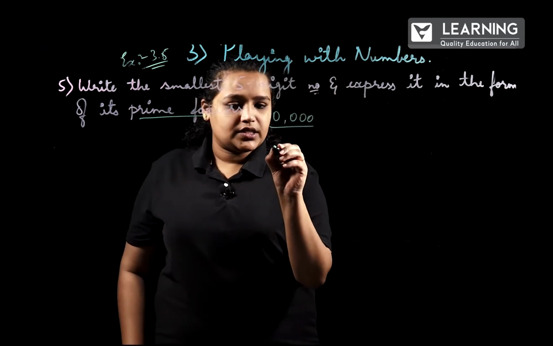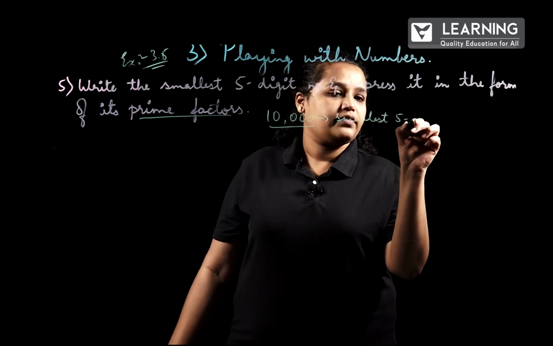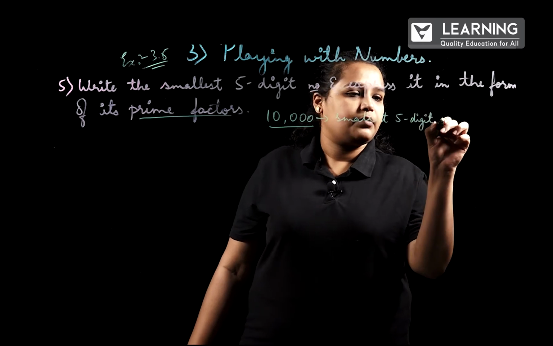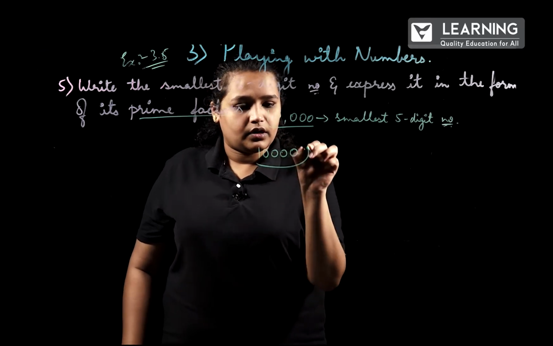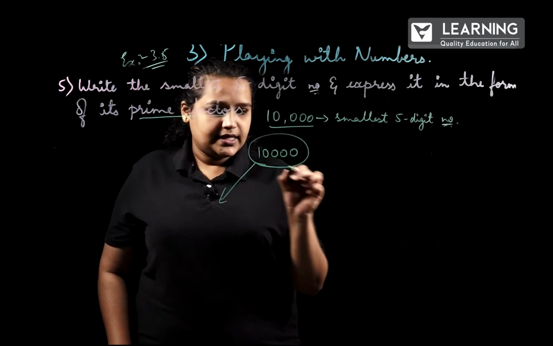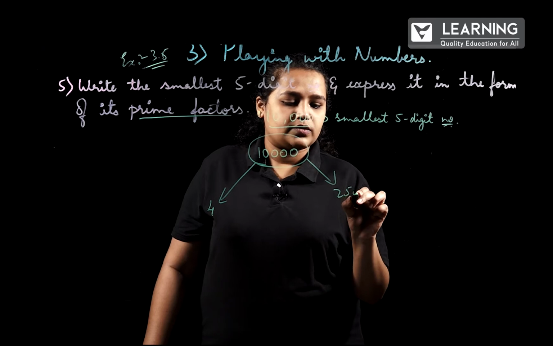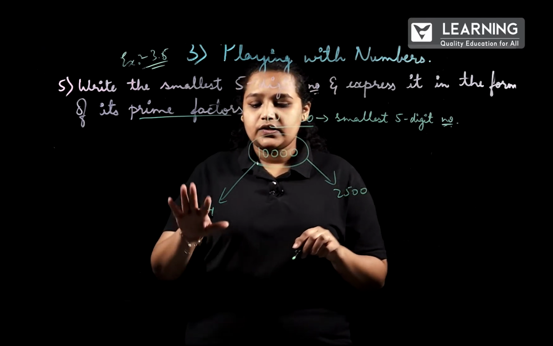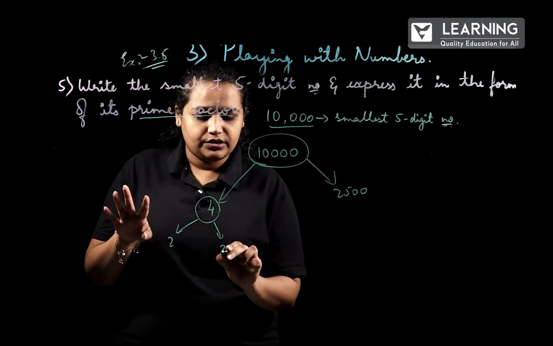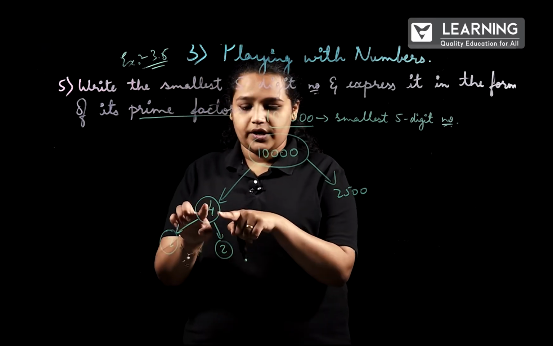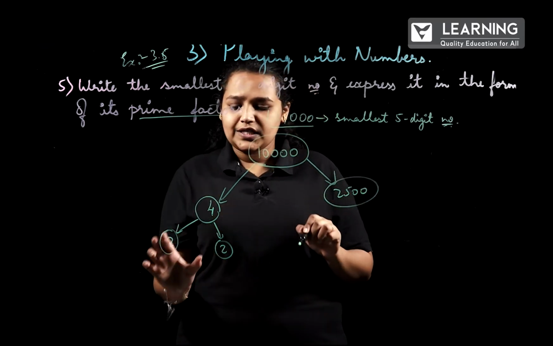Well, so we'll start with, this is smallest 5-digit number. Okay, so 10,000 will be splitted as 4 into 2,500. Correct? So here only again we'll be splitting it as 2 and 2. 2 2s are 4. 4 into 2,500 will be getting 10,000. Correct? So here this part it's done.